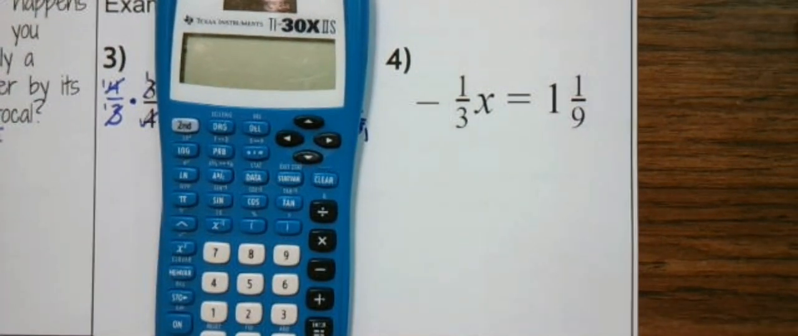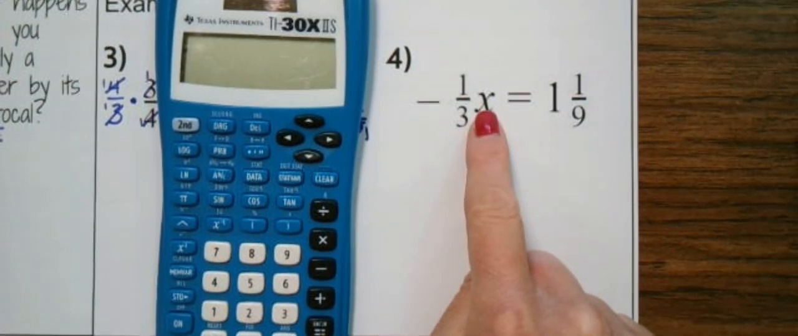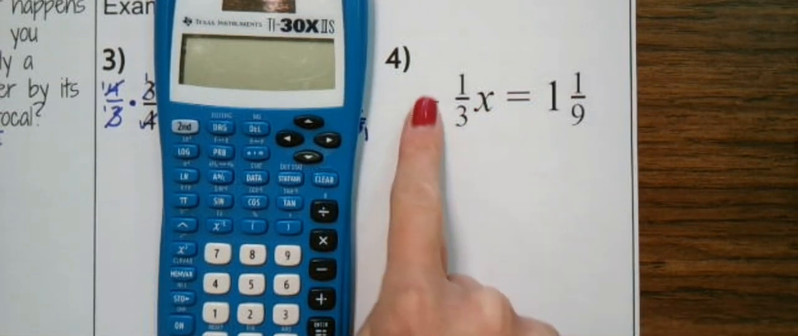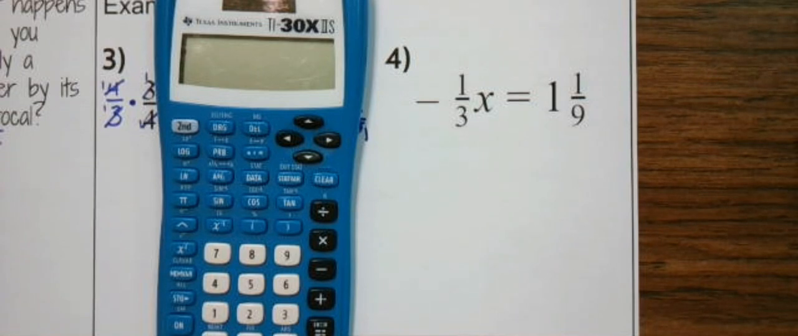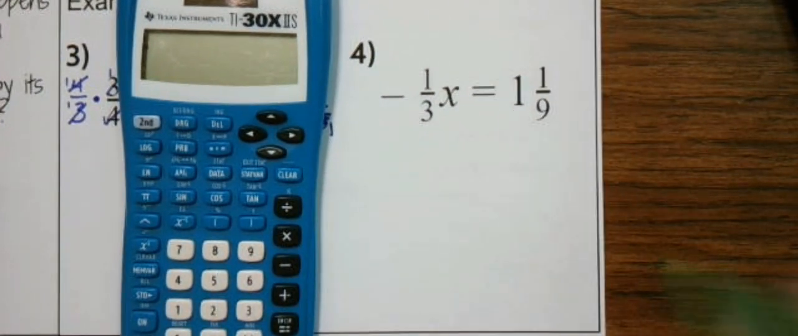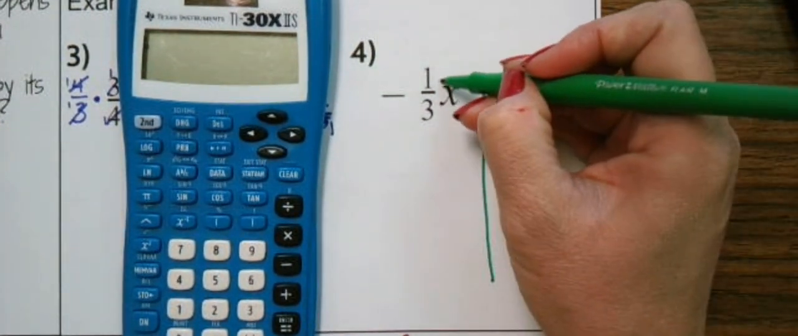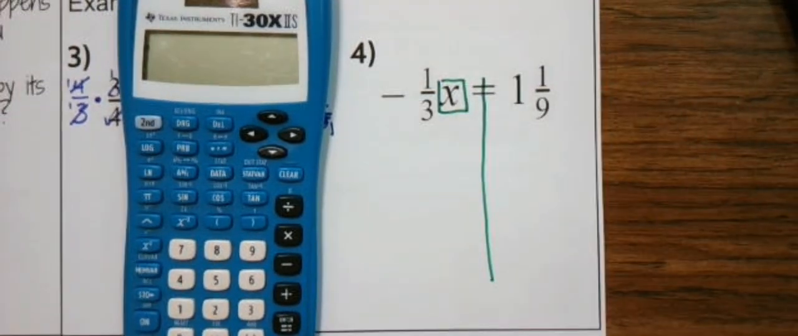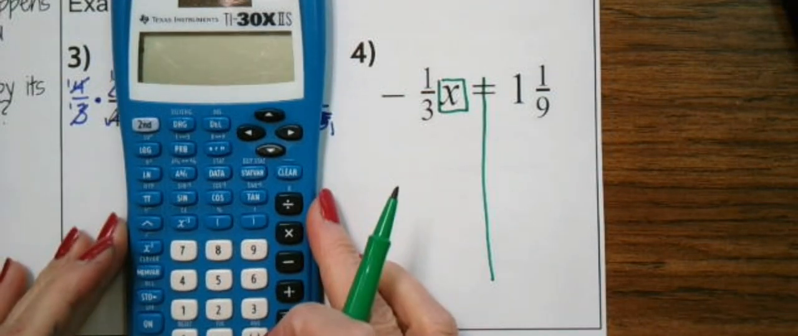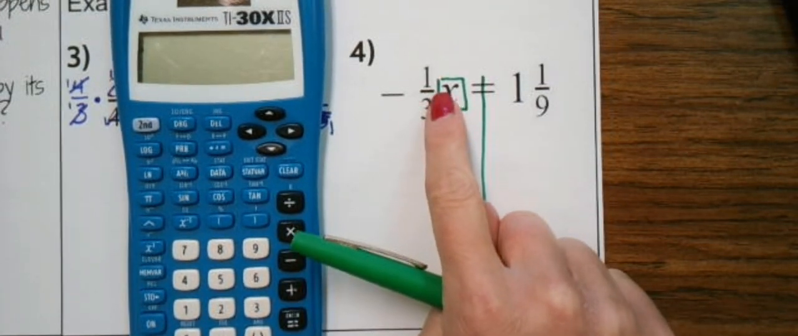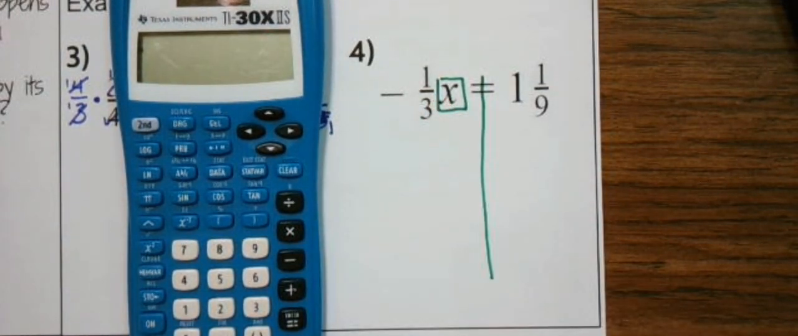Here in number 4, we have negative 1/3 attached to the variable, right? Even if this was a positive 1/3, do you see how they're attached together with an invisible multiply operation? Okay, so we got negative 1/3 times x equals 1 1/9. All right, so I'm going to draw a line down the equal sign. I'm going to put a box around this x. My goal is to get the x by itself. I see how it's stuck to 1/3. It's attached. Yes, the inverse operation of multiply is to divide.